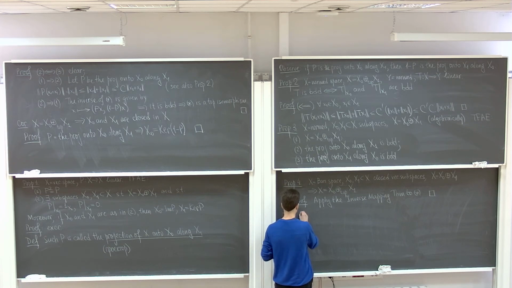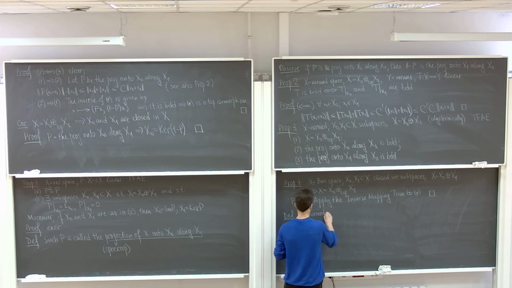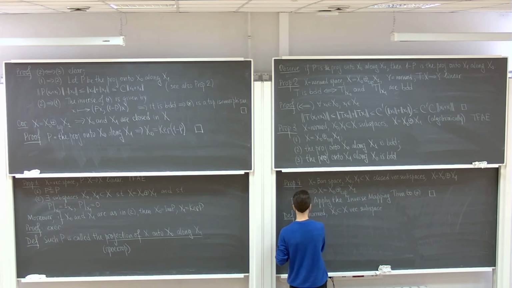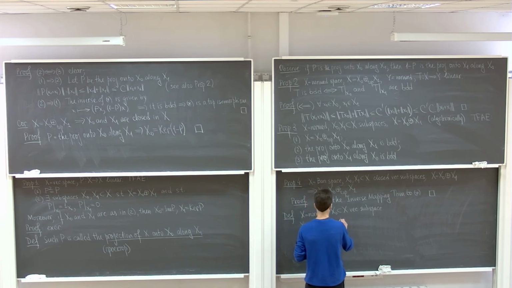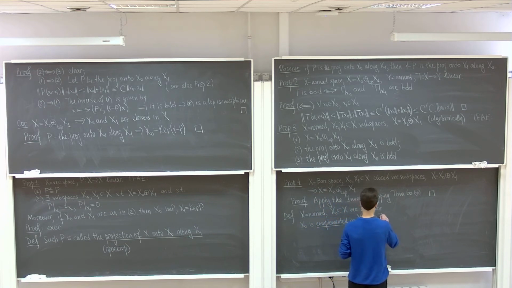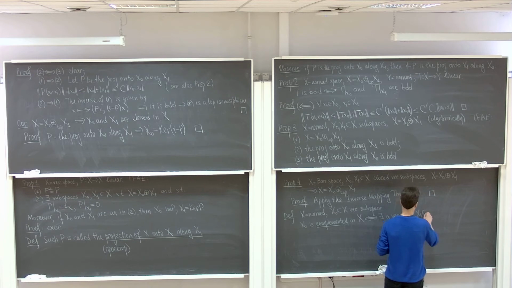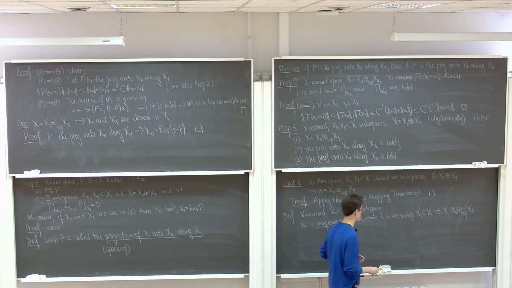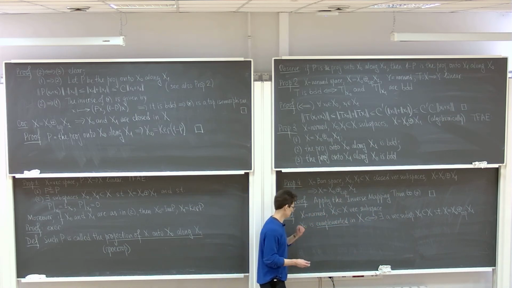So we have the following definition. Suppose that X is a normed space, and X0 is a vector subspace of X. And we say that X0 is complemented in X if there exists another vector subspace X1 such that X is the topological direct sum of X0 and X1. In Russian we say дополняемое подпространство.